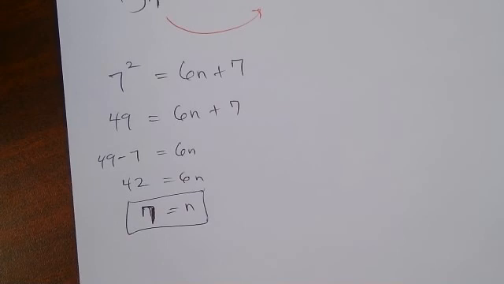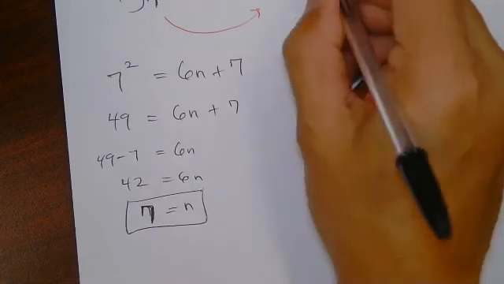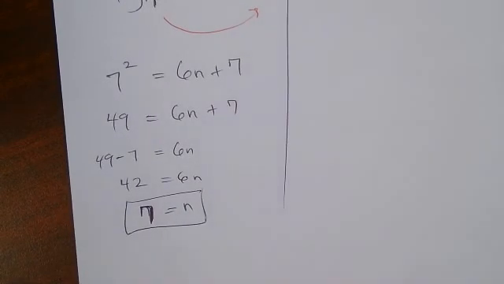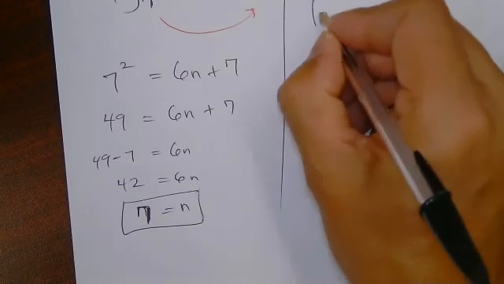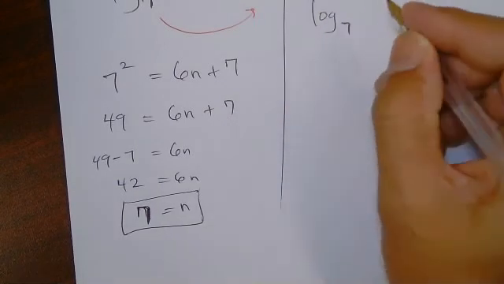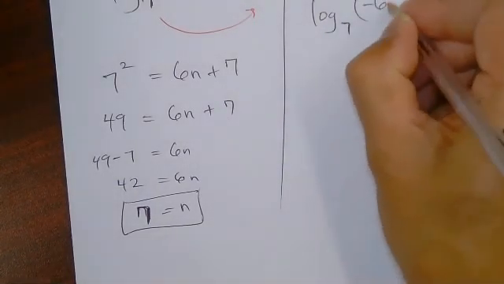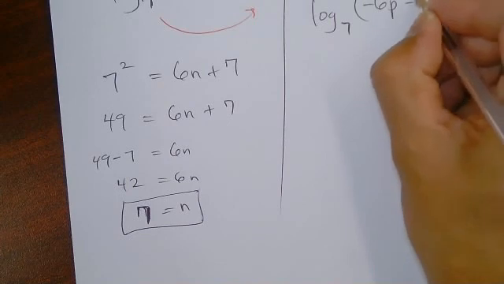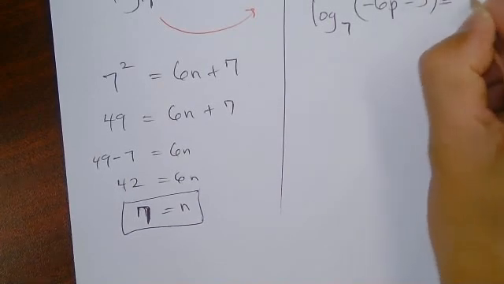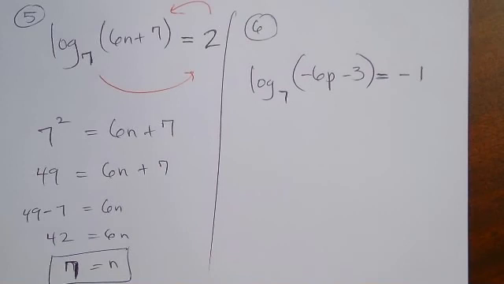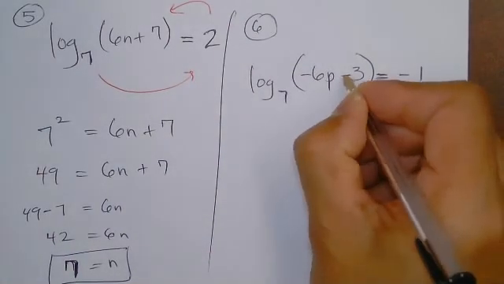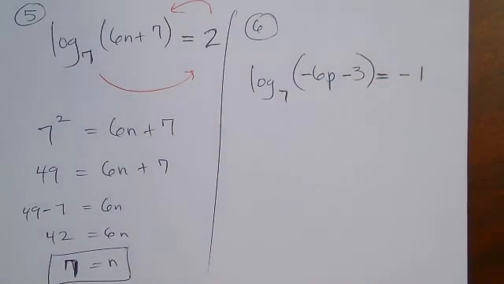Is that right, Alex? Then it's right. Last one, 6. 6, you got it. I don't think anybody's going to get this one. Log base 7 of (negative 6p minus 3) is equal to negative 1.